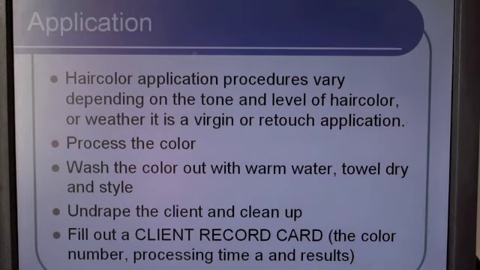Hair color application procedures vary depending on the tone and level of the hair color, or whether it is a virgin or retouch application. So some applications are applied on the scalp to the ends, some are applied away from the scalp through the ends, some are applied in the middle shaft and then you apply on the scalp and to the ends. So we have different applications. Some are only retouches which are applied on a new growth, and then you do a soap cap.